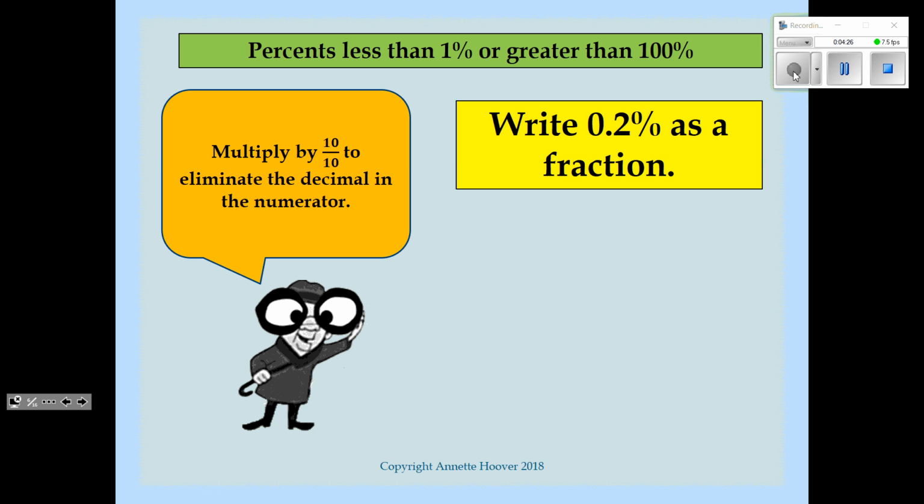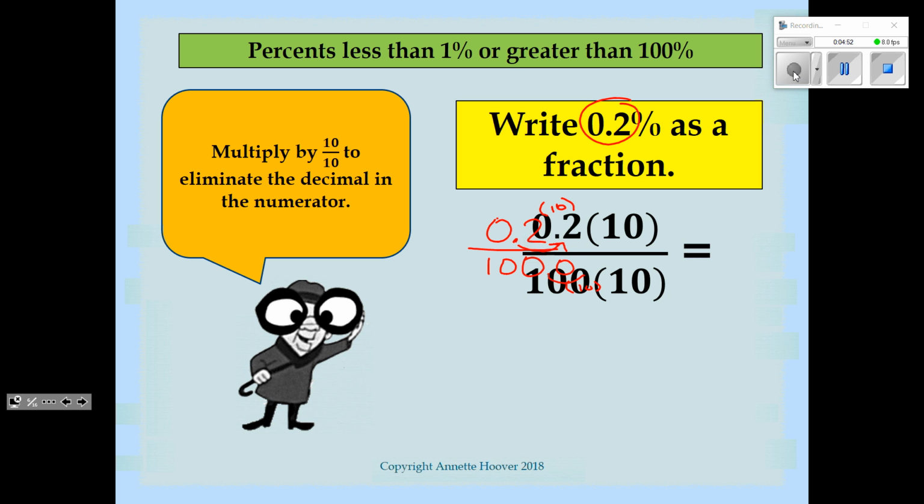Okay, 0.2%. Again, you always take the percent and write it over 100. Again, we have a decimal in the numerator. We need to get rid of the decimal. So we're going to move that decimal over one place, which is multiplying times 10. So we're going to move the decimal over here, or add a 0 here, which is multiplying it times 10. And now you have 2 over 1,000. 2 over 100,000.